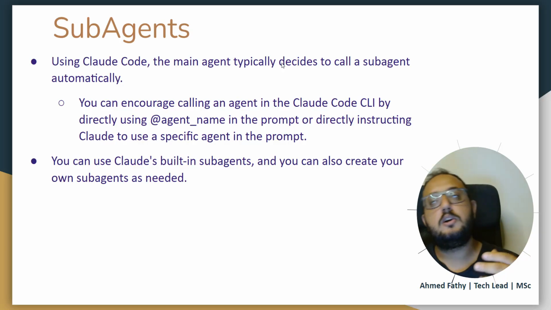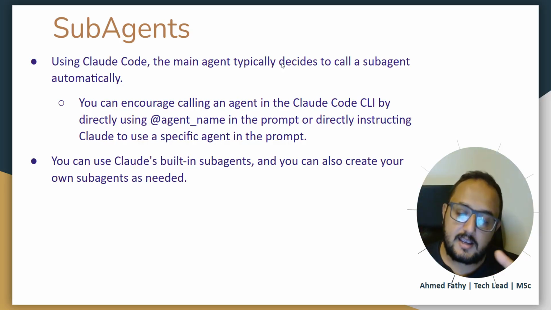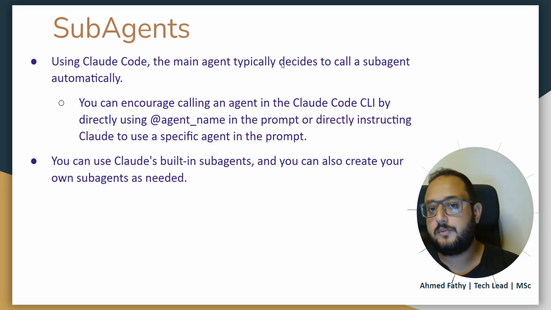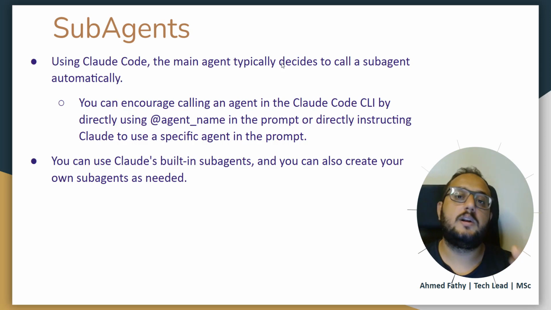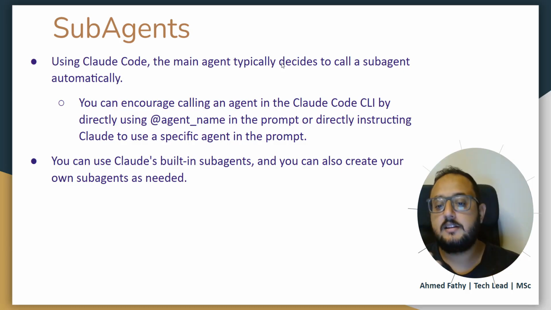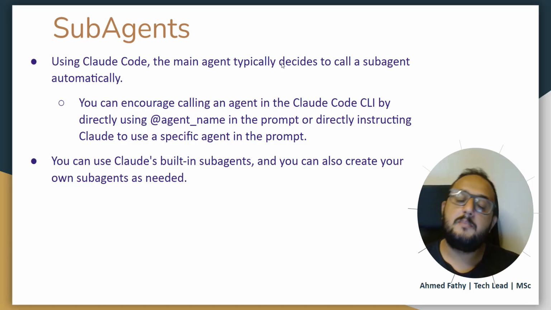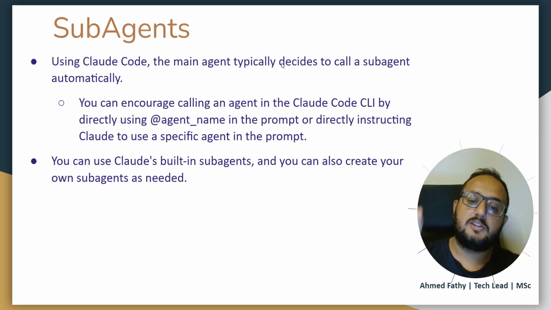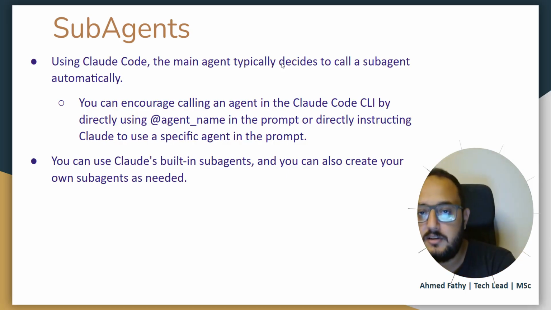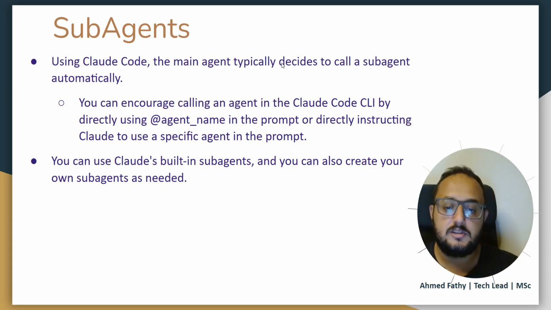But also, if you are using the Claude Agent SDK, you can just configure the sub-agents similar to the way you configure the skills and tools, and just let the system do whatever it deems better. Okay? You can even encourage calling an agent in the Claude Code CLI by directly using @agent name in the prompt, or directly instructing Claude to use a specific agent in the prompt. This way you can steer the behavior a little bit towards the agent that you want.